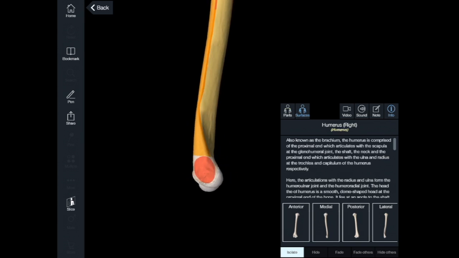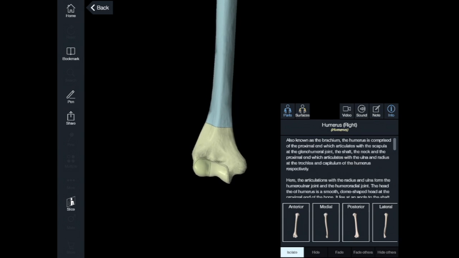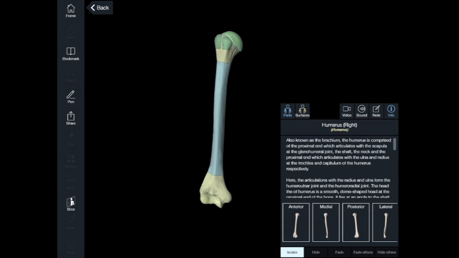However, above the trochlea of the humerus posteriorly, we've got a fossa which is called the olecranon fossa. This fossa receives the olecranon process of the ulna during extension of the elbow joint. And that should be all about the parts and surfaces of the humerus.